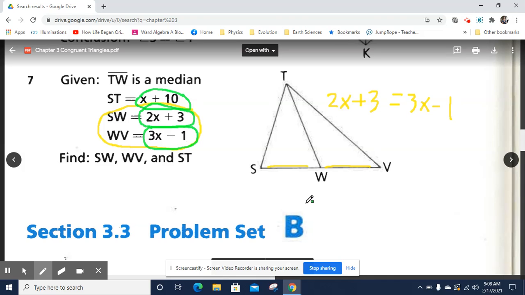All right, I hope this gives you everything you need. Use the fact that SW and WV are congruent to solve what x is in this equation. Then plug x back into each one of these expressions to find out what each of these measures are. Okay? I hope that was helpful, and I'll leave the rest to you.